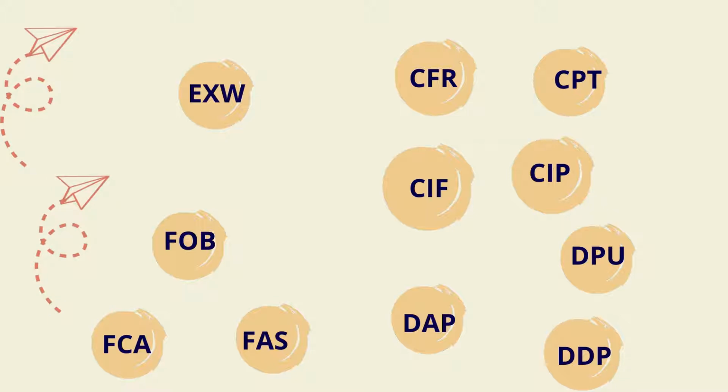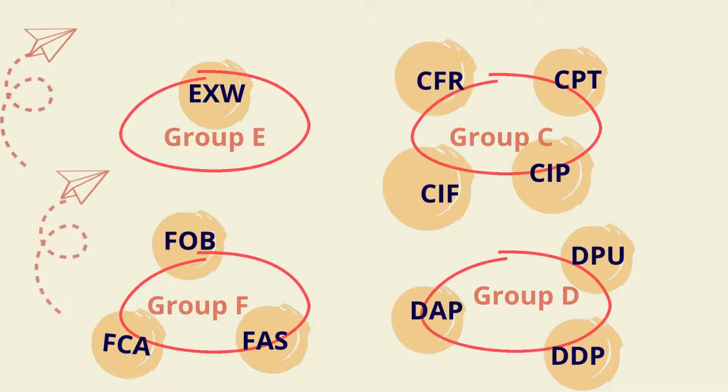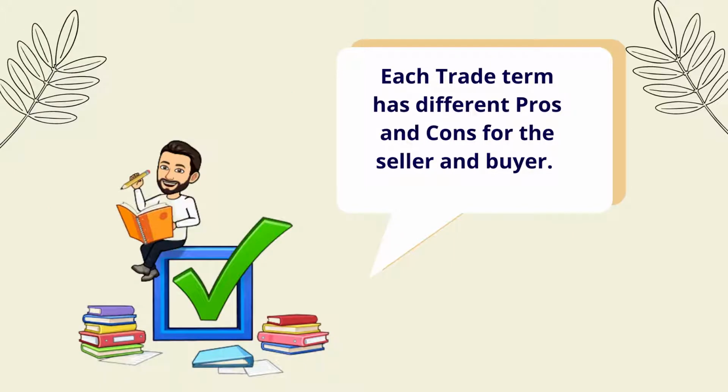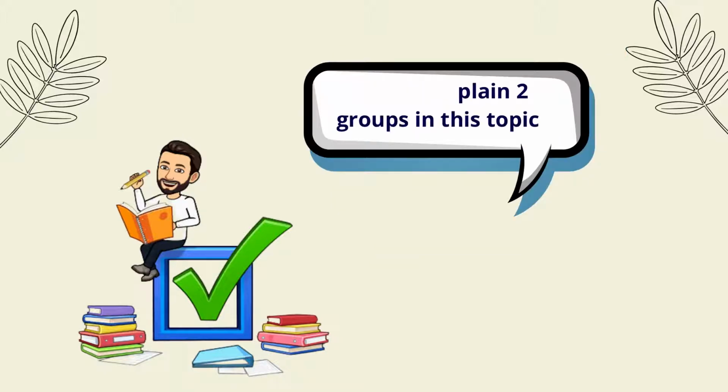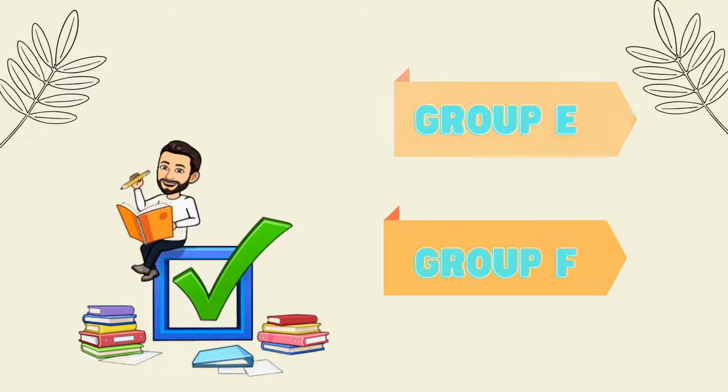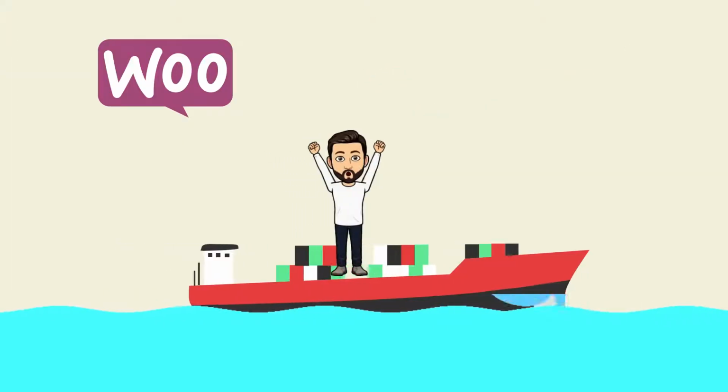There are 11 types of Incoterms, and they are classified into 4 groups: E, F, C, D, and each trade term has different pros and cons for the seller and buyer. We will explain 2 groups in this topic, Group E and Group F. Now, let's see how it works.